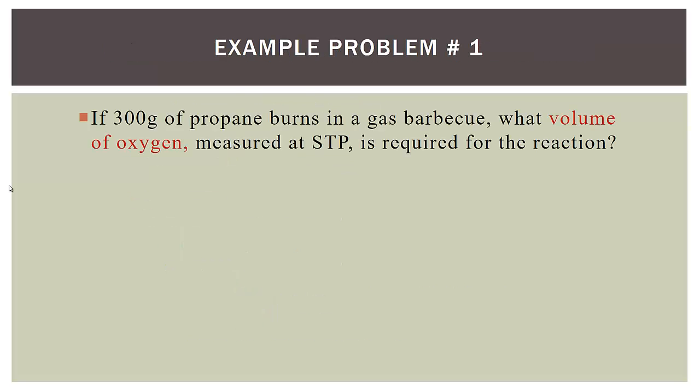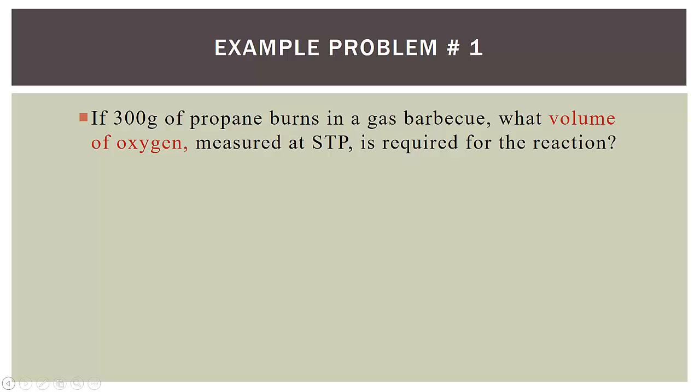So first one: if 300 grams of propane burns in a gas barbecue, what volume of oxygen, measured at STP, is required for reaction? So first thing we see is we're at STP. That makes life easy. We can use the 22.4. But what's the first thing we probably should do?